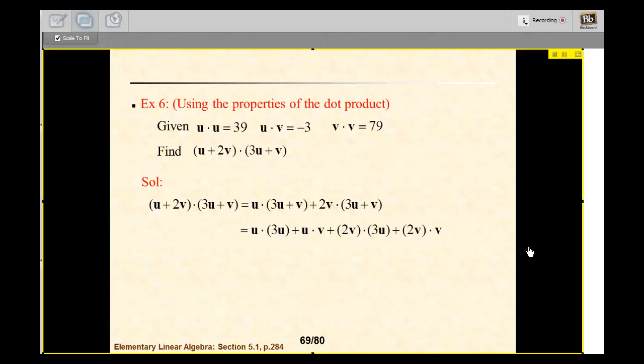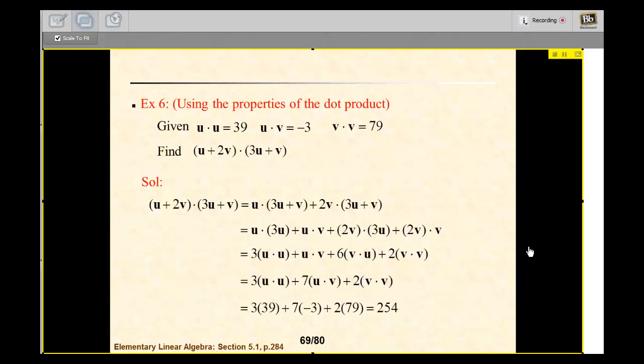We can write 3 into u, so 3 will be outside. We can write 3 into u dot u and u dot v, and in this way. Now put all the values from the question. It is given here. When you put all the values, u dot u is equal to 39. Just put all these values here, and you will get 254. So this is the method. In this way, we can find the solution.